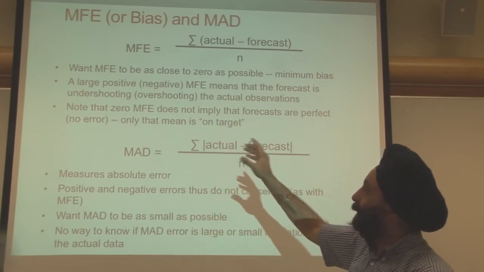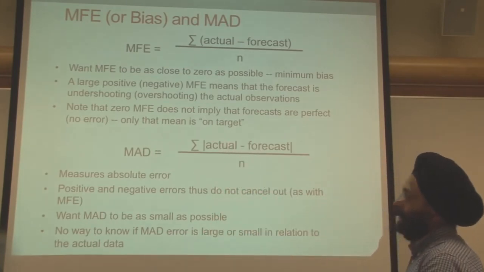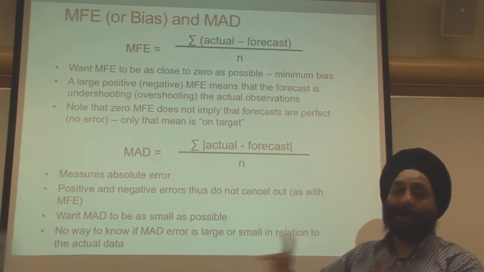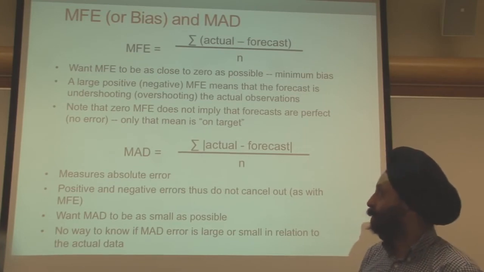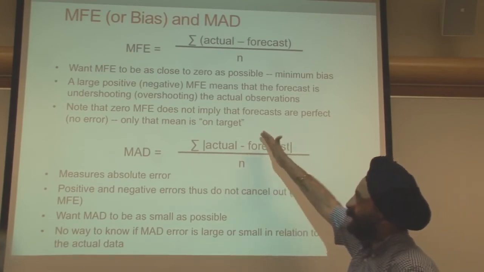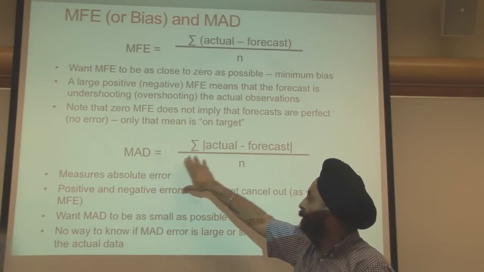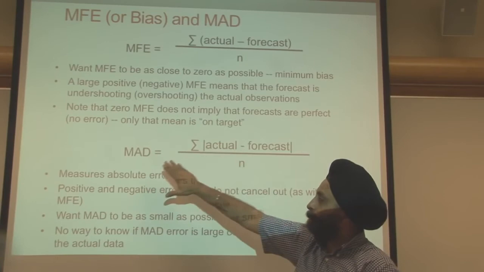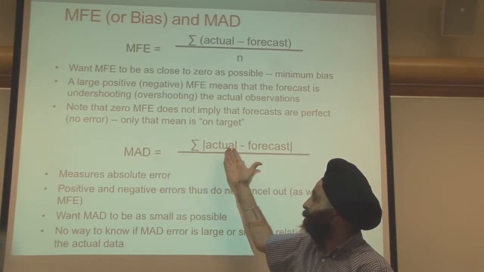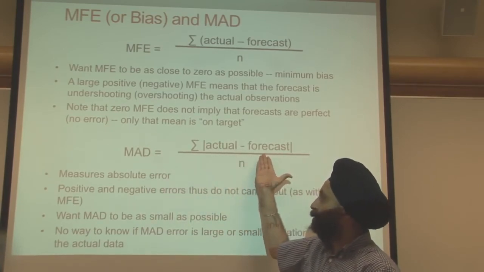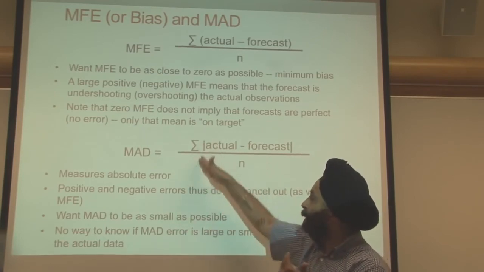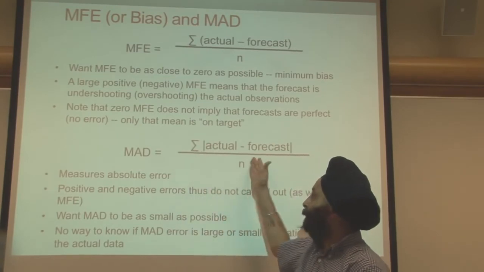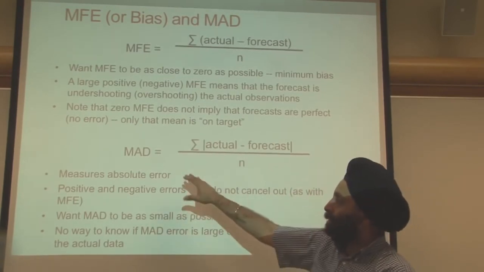But 0 MFE does not imply the forecast is perfect. It just means it's on target, because some of the positives may be canceling out the negatives. So one has to watch out for that. To remedy that situation, that's where MAD is used, because we only look at the absolute value of forecast error. So absolute deviation is being looked at, which is actual minus forecast, the deviation, and take out the sign by just putting the absolute numbers, and summation of all that divided by n.